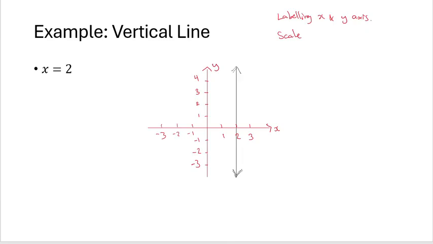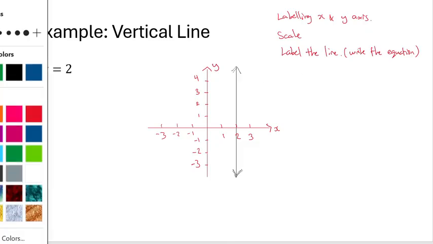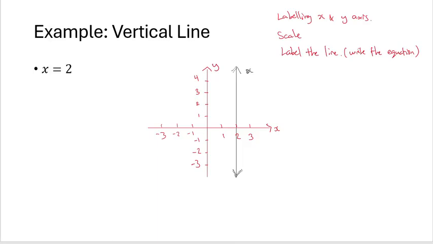Now I'm going to write something else. You need to label the equation, the line, or label the line itself. And that means you write the equation. So what's the equation given to me? I have the equation x equals 2. So I'm going to write that somewhere nearby this line, okay? So let's just do that real quick. X equals 2.